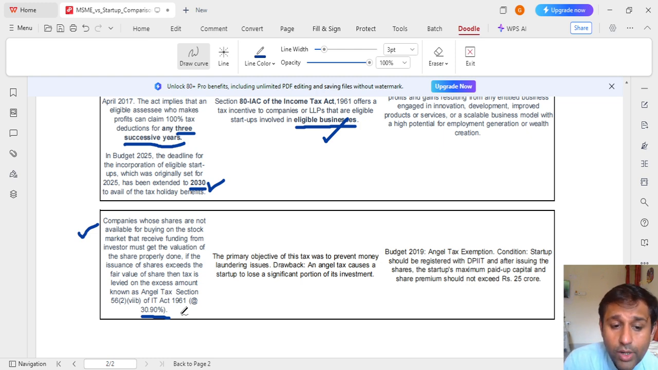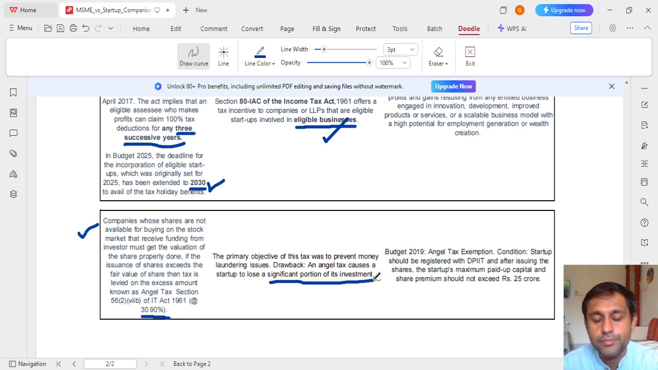So that was more of a loss to the startup, because at that initial phase when they required capital, a major chunk of their capital was going in the form of tax. The primary objective of angel tax is to prevent money laundering. But India is a developing country, it needs to support startups. Since this was a drawback, because angel tax caused startups to lose a significant chunk of their investment, almost 30.90%, in Budget 2019 angel tax exemption was given.